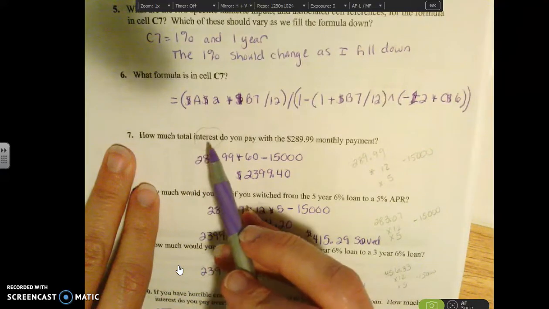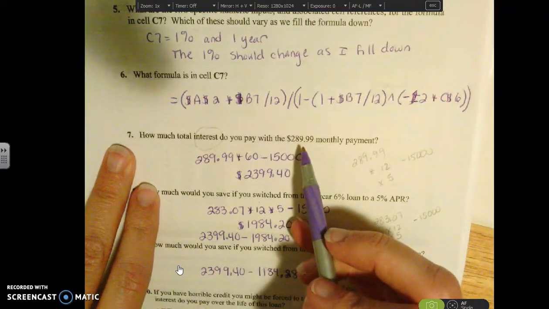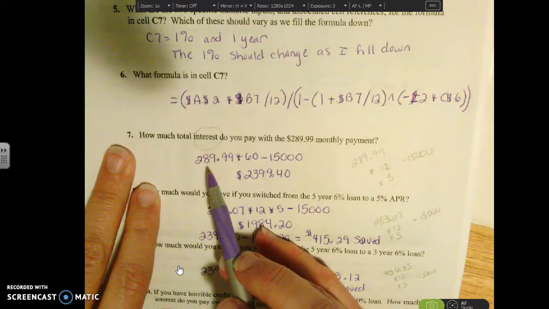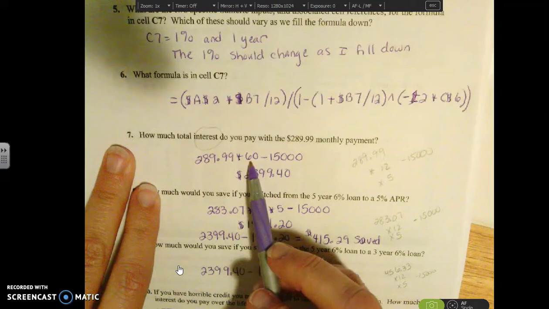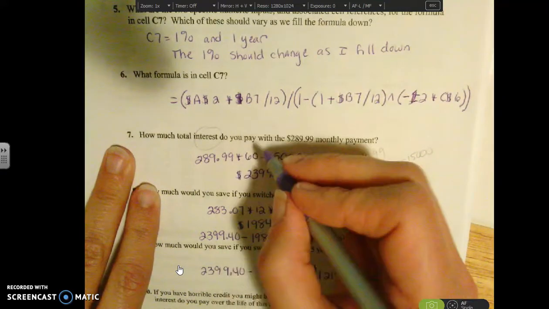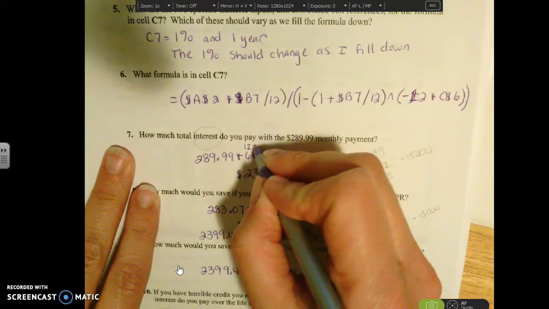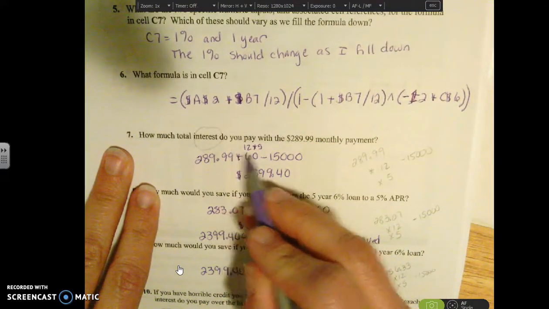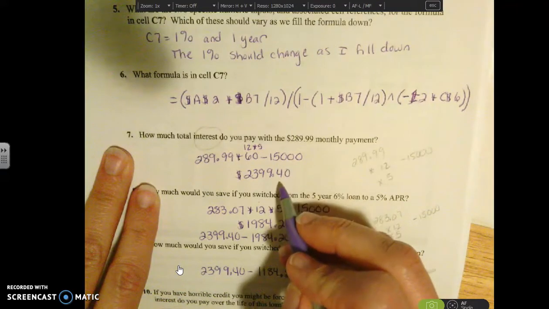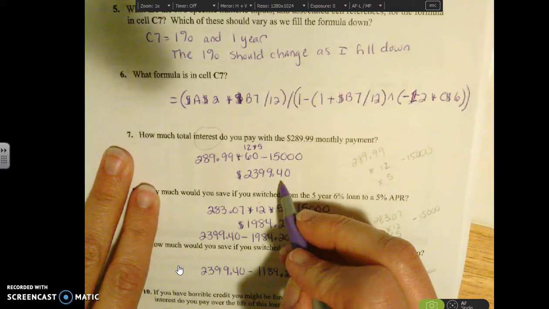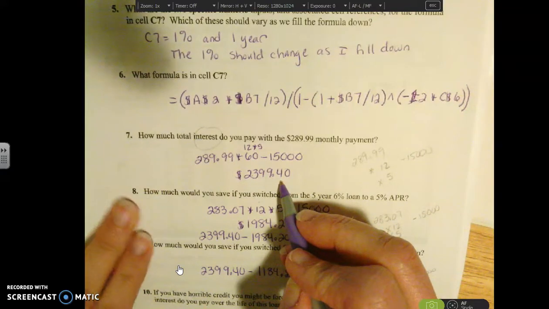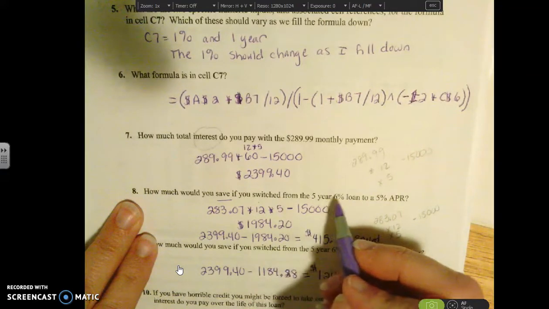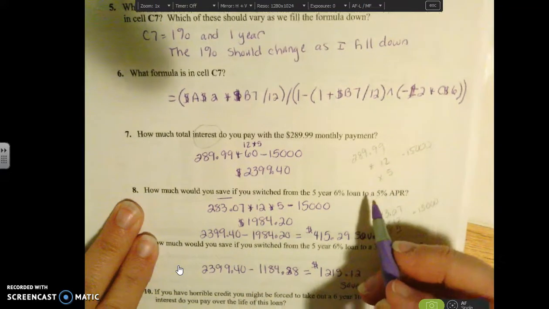So on this one, how much interest do you have to pay with the $289 monthly payment? We've talked about this on the previous example. So $289, there are 60 payments because it's 12 months times 5 years. So that's how much you're going to pay back, minus the $15,000, which gives you $2,399 in interest.